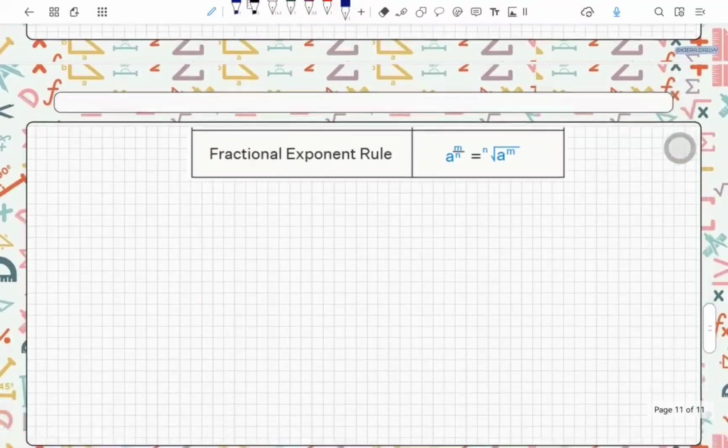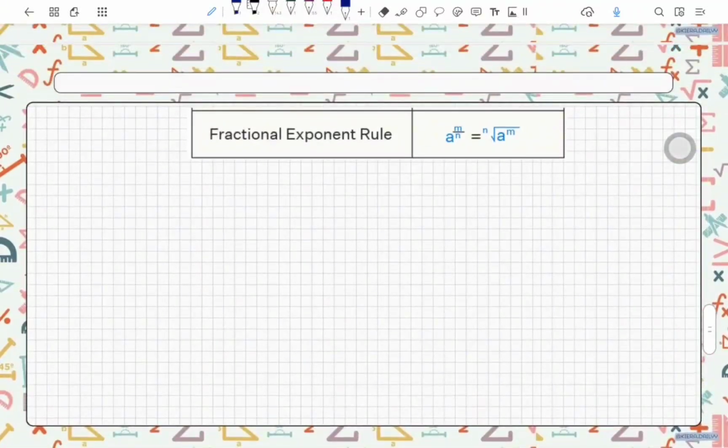Following which, we have the last exponent rule here, which is the fractional exponent rule. Well, this is just easy to remember as well. That is that your numerator will go inside and the denominator will go outside the radical sign or the radical symbol or root symbol. Let's have an example. Let's say 7 to the power of 3/4.